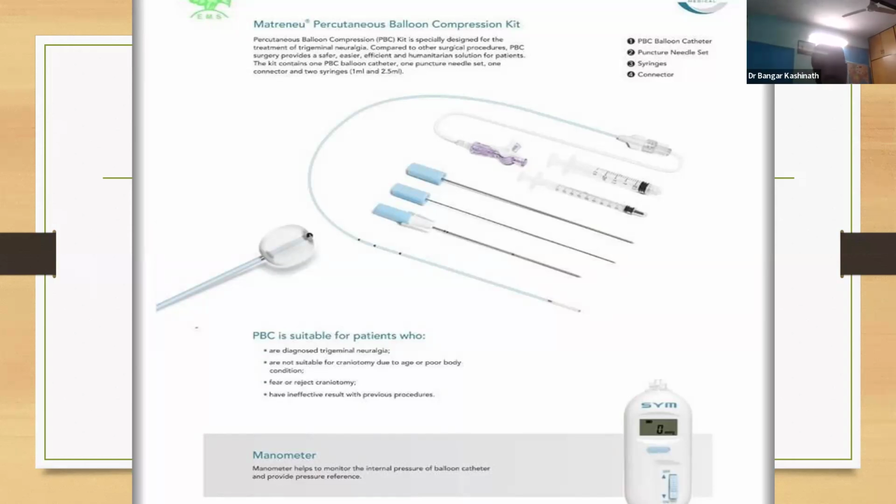Advantages of radiofrequency ablation: immediate onset of action, no deafferentation, specially done for V1. General anesthesia is required. Is that clear? Yes, sir.